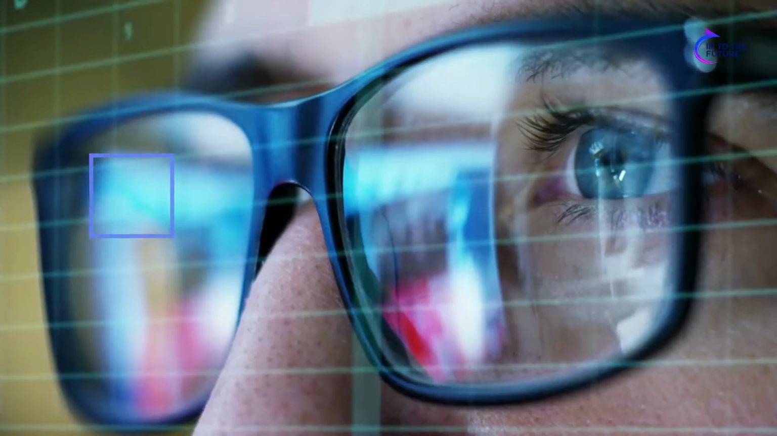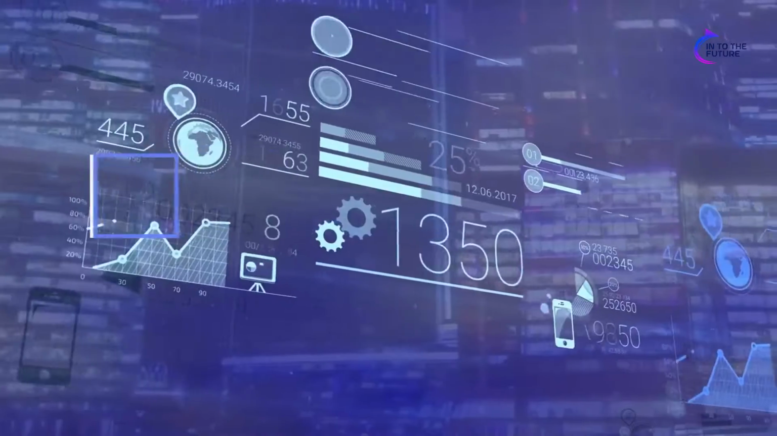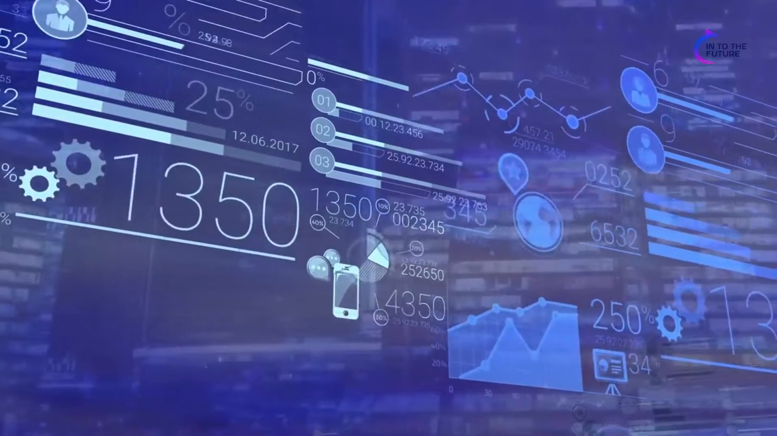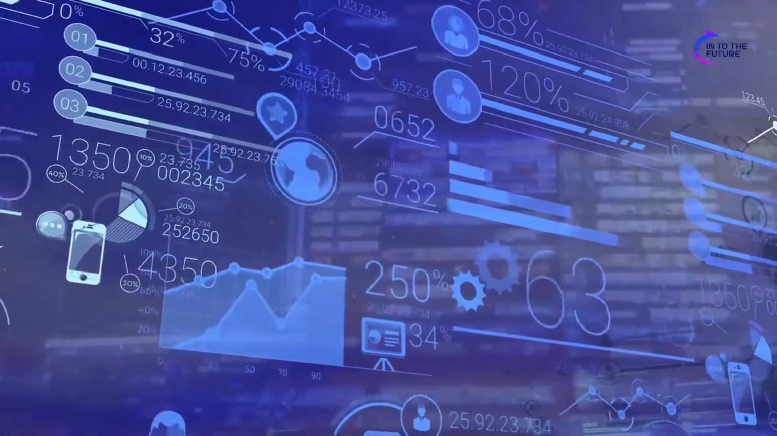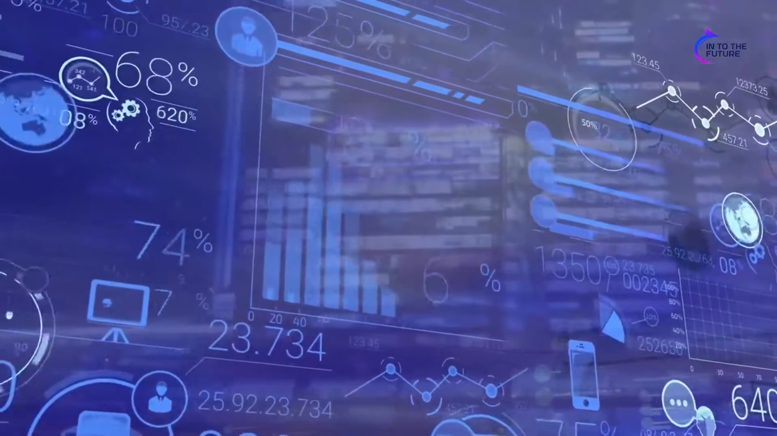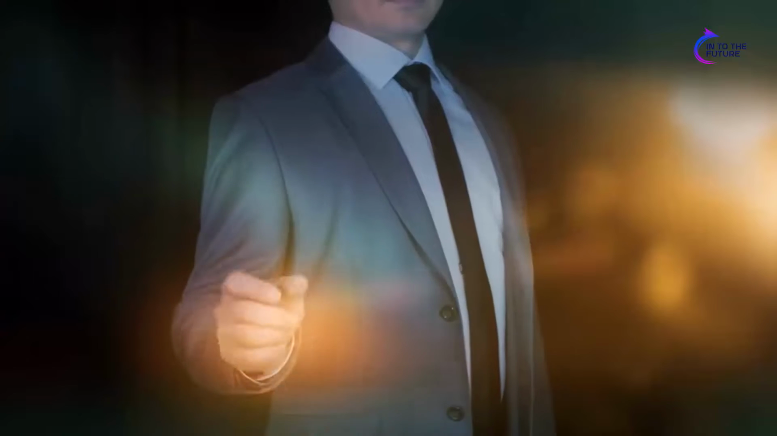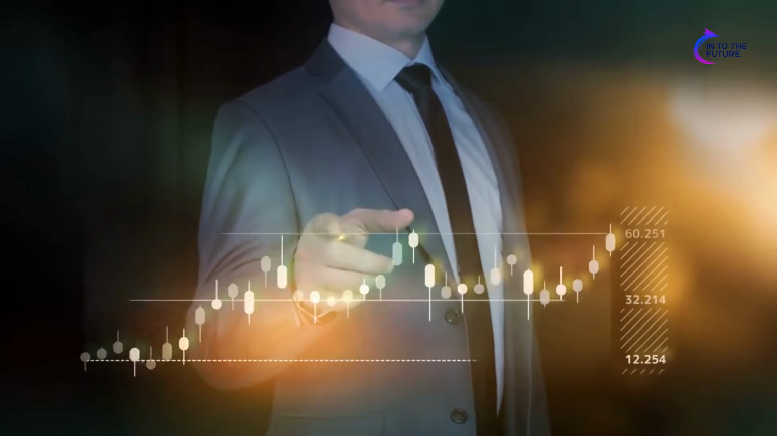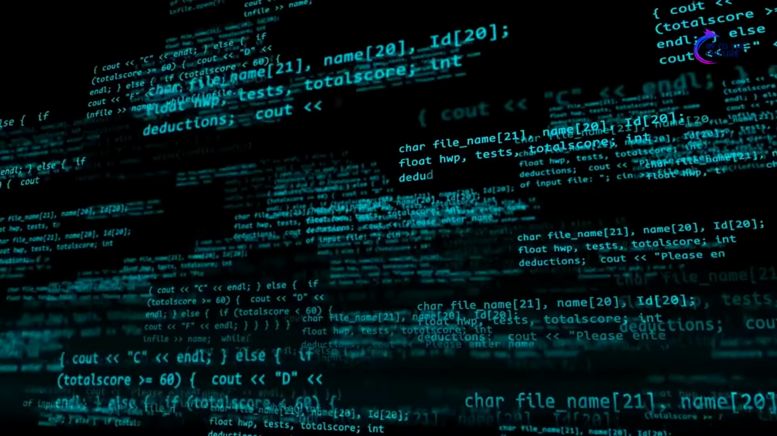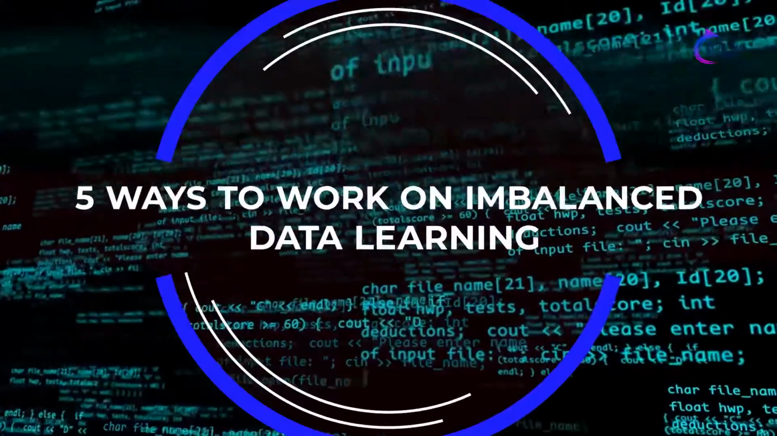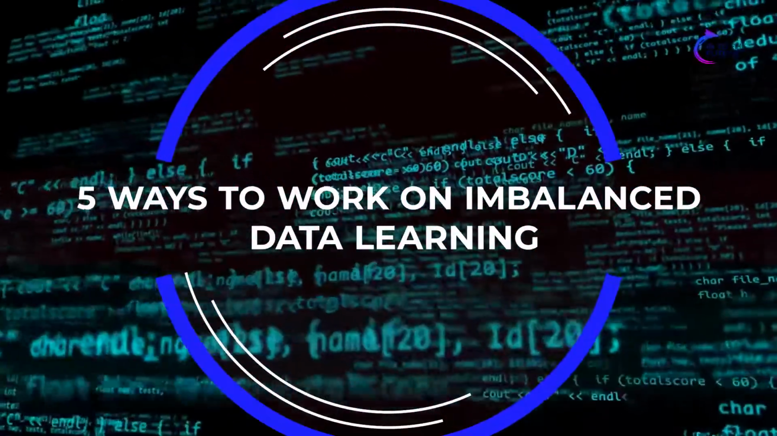According to Applied Predictive Modelling 2013, imbalanced machine learning occurs when one or more classes have very low proportions in the training data compared to the other classes. Biased sampling and measurement errors are the primary causes of class imbalance. However, there are solutions. Here are 5 ways to work on imbalanced data learning.